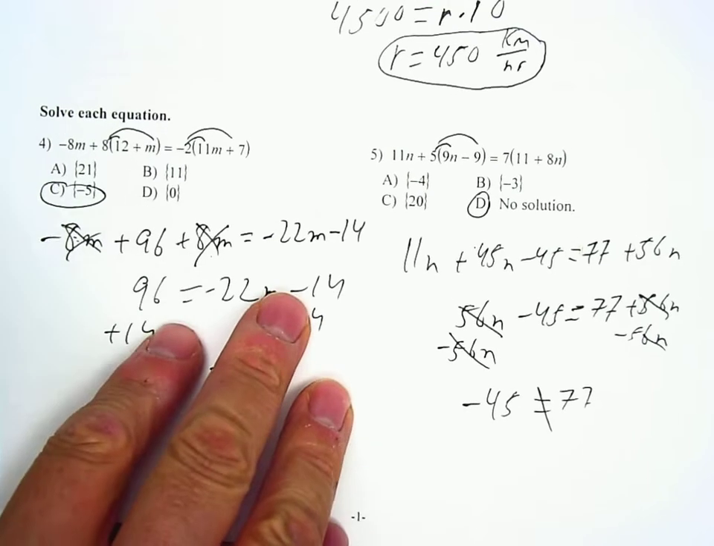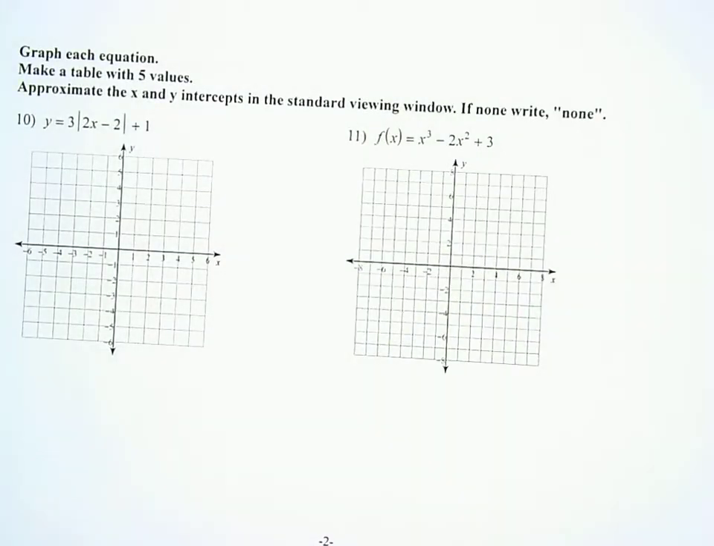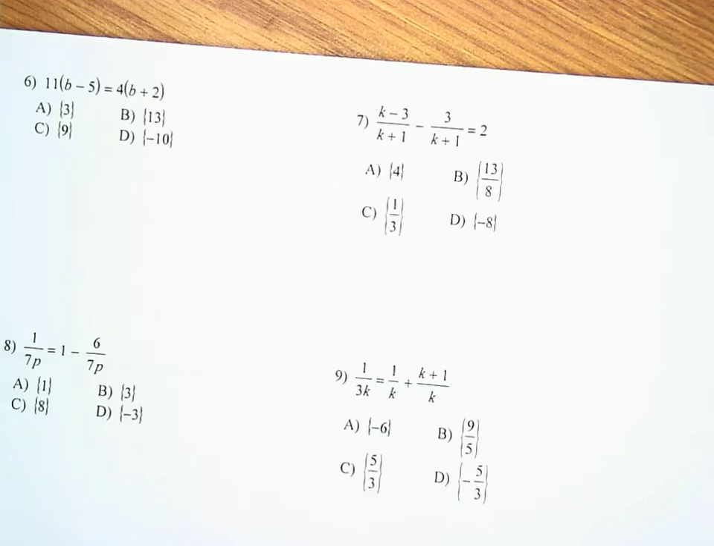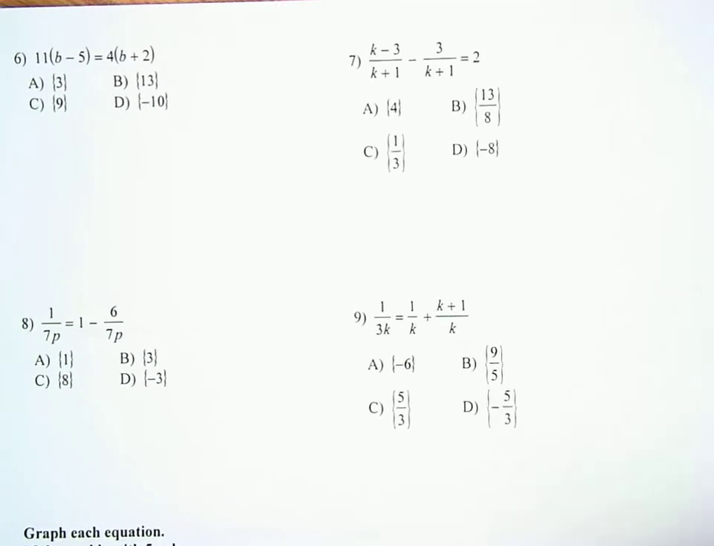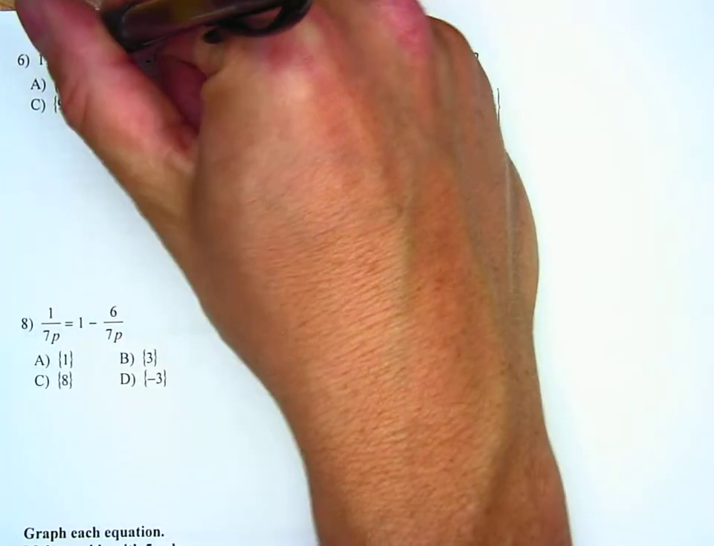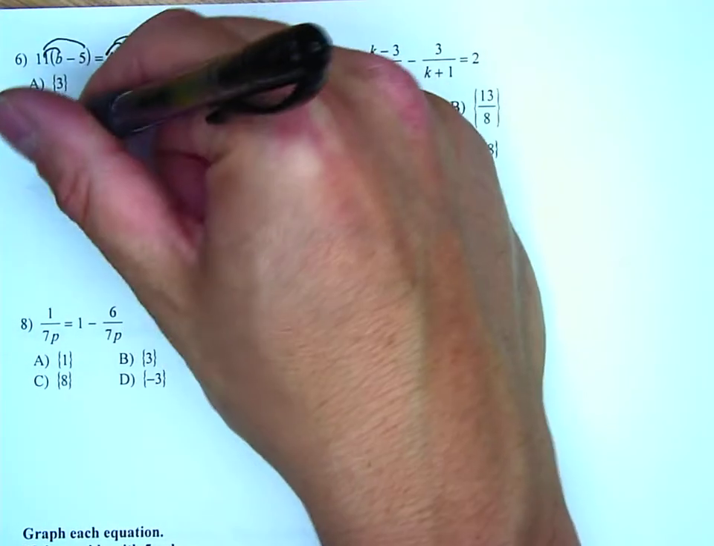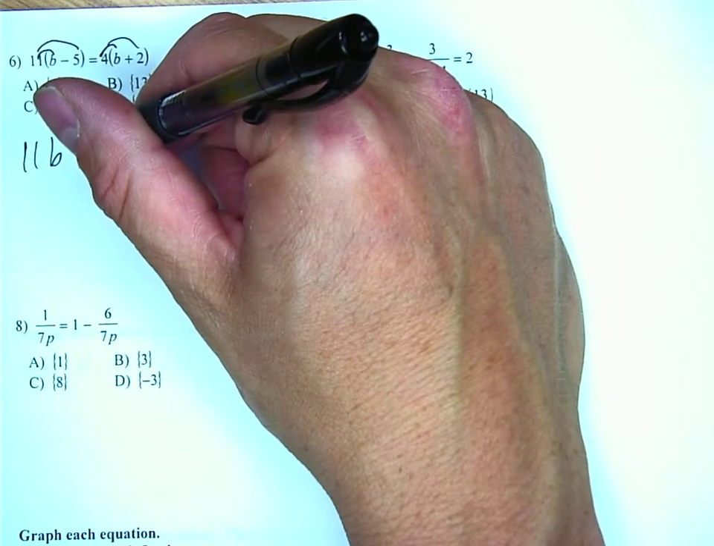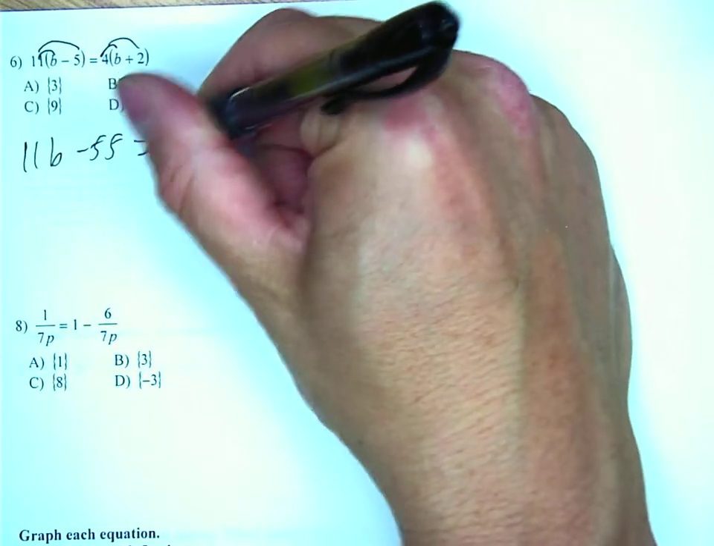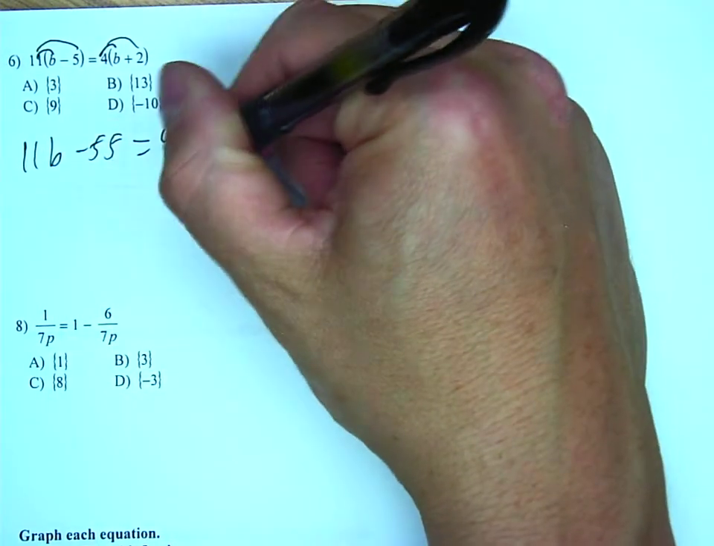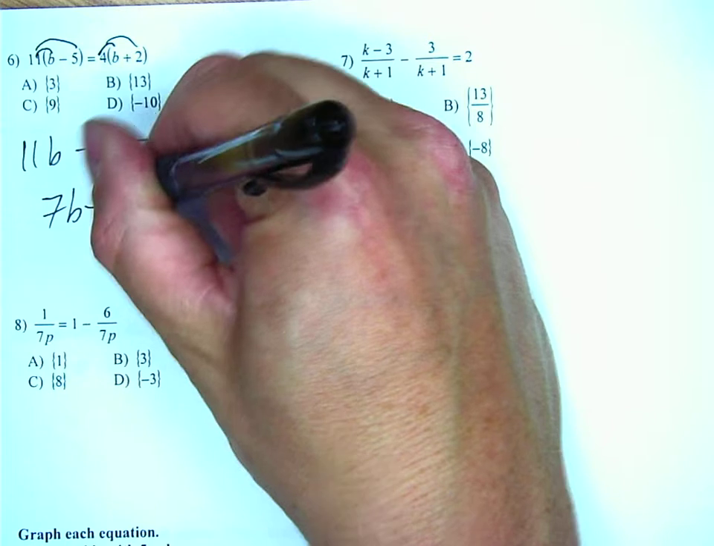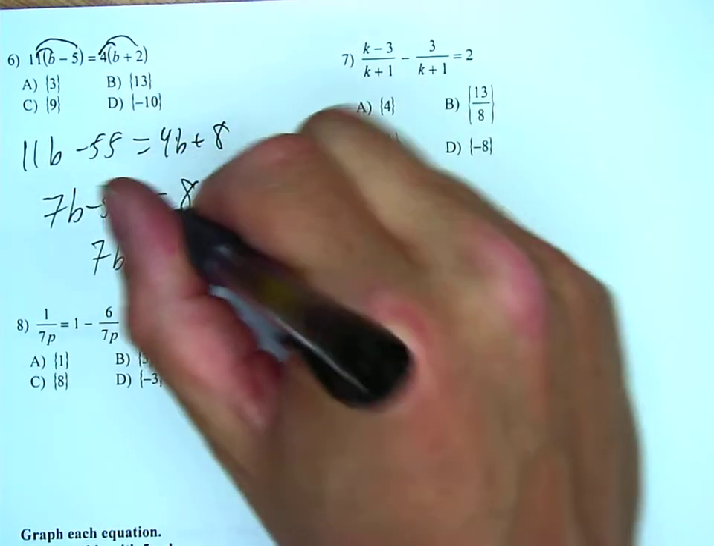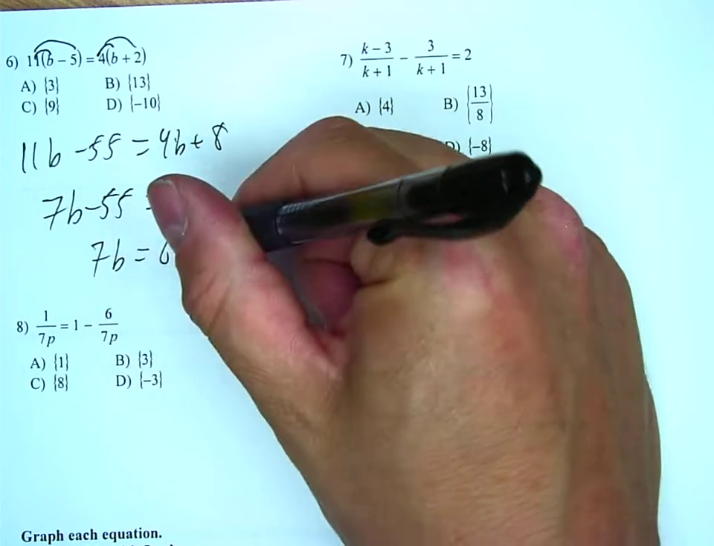All right, so that's the first 5 questions. All right, next questions, questions 6 through 11. So the next 6 questions. Here we're going to distribute. Always distribute, eliminate parentheses. So we have 11b minus 55 equals 4b plus 8. Take the 4b to the 11b, of course, to get 7b minus 55 equals 8. Take the 55 to the 8 to get 7b is equal to 63, and divide by 7 to get 9.